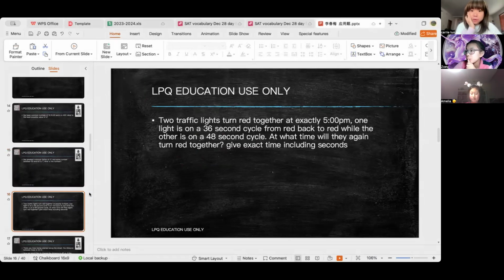Next one. Two traffic lights turn red together at exactly 5 p.m. One of the lights is on a 36-second cycle from red back to red, while the other is on a 48-second cycle. At what time will they again turn red together? Give the exact time including seconds. So it will be like 5 and blah blah blah minutes and seconds.